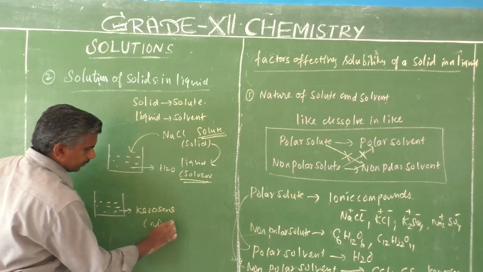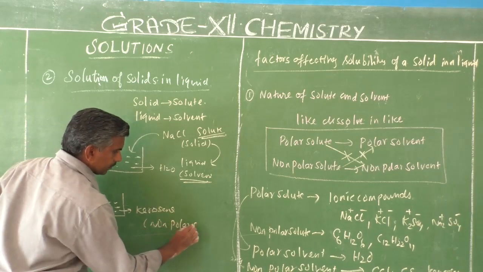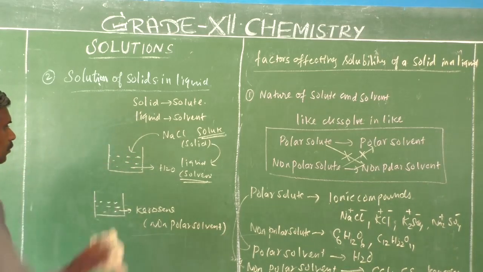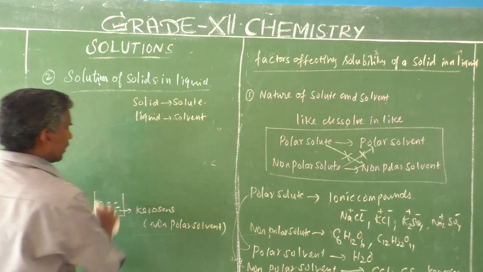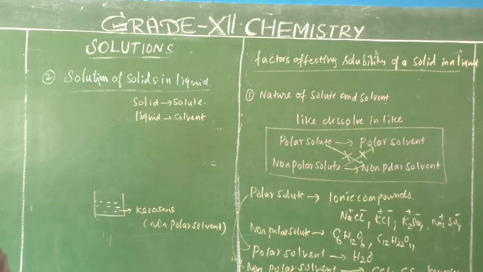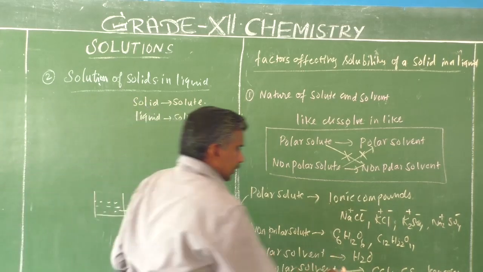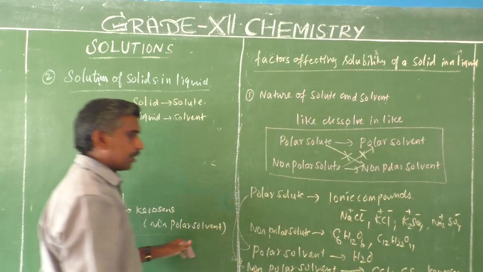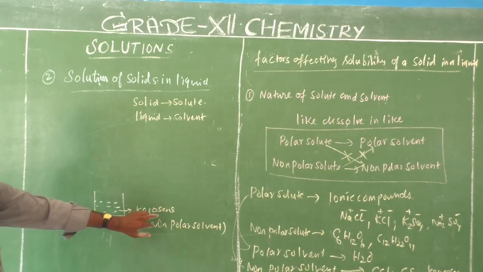Non-polar solvent. No charge. Kerosene is a non-polar solvent. Kerosene, petrol, carbon tetrachloride, carbon disulfide are non-polar solvents. I will take kerosene because we use it the most.